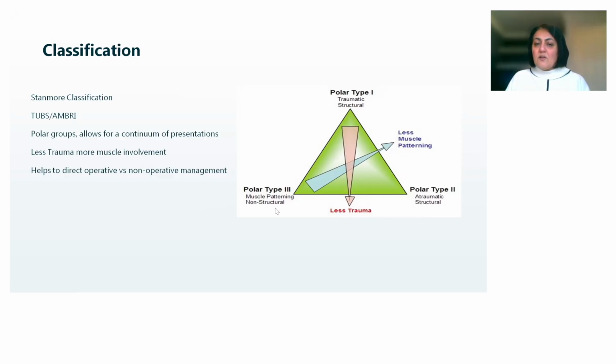On the other side of the triangle is also a group where there is a non-traumatic history, but in this group, the element that could be significantly contributing to the instability of the shoulder is the fact that they present with very abnormal muscle recruitment patterns. What the Stanmore triangle allows is it recognizes that there are these three polar groups, but it allows for a continuum between these presentations. And the Stanmore classification can help direct both operative versus non-operative management.